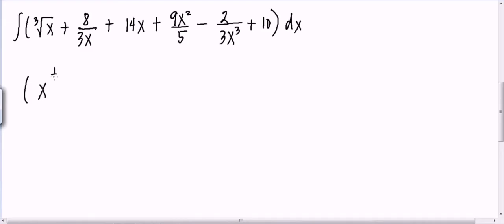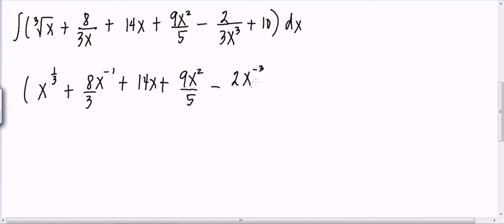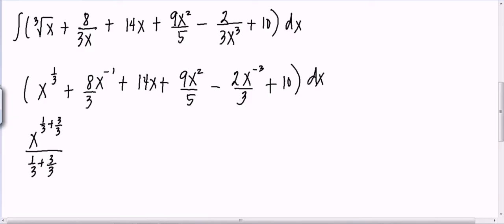So, magiging x raised to 1/3. Okay? Plus, so 8 over 3, ay aakyat ko si x, magiging x raised to negative 1. Okay? Plus 14x plus, okay? So, ito walang problema. Nasa taas yung x. Okay? And then, ito problema na naman siya. So, iaakyat ko si x cubed. So, magiging x raised to negative 3, may iwan si 3 sa baba. Plus 10 dx. And then, saka kayo mag-i-integral. So, x raised to 1/3, magiging x raised to 1/3 plus 3 over 3. Over 1/3 plus 3 over 3. Yan.